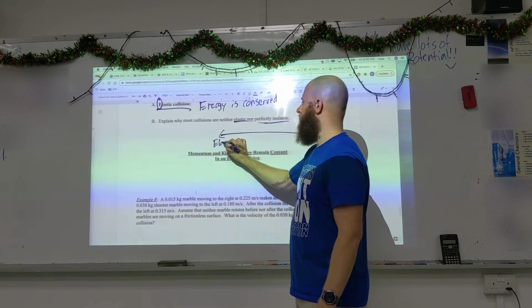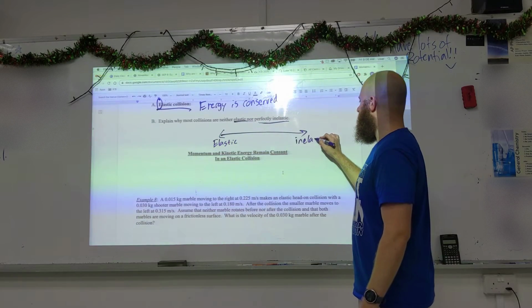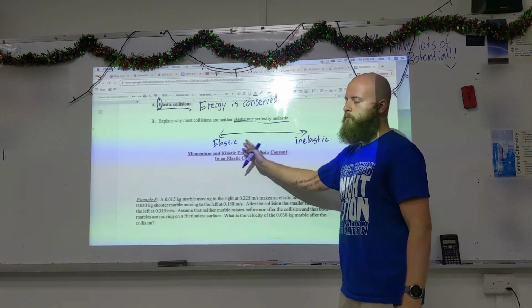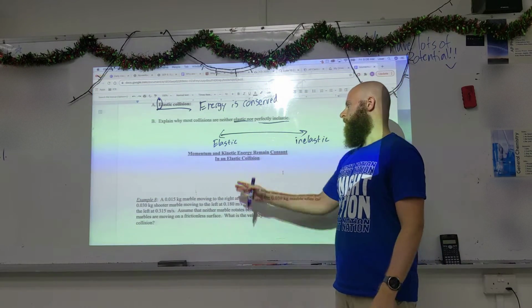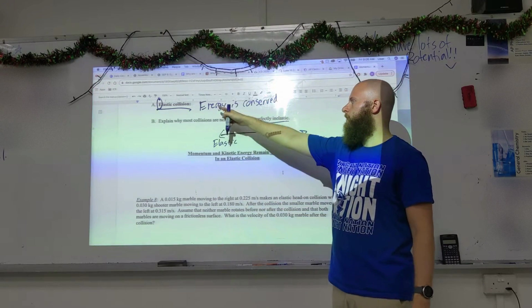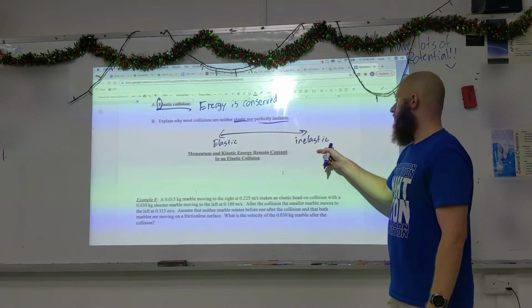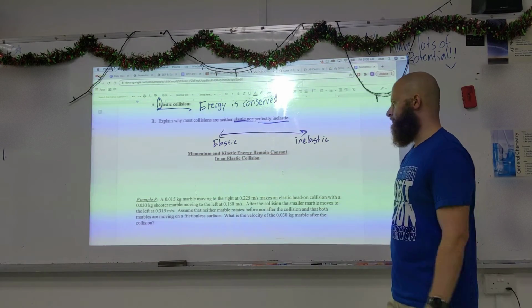So you can think of it like opposite ends of the spectrum. We have elastic over here and inelastic over here, okay? But most collisions occur somewhere in between, right? So these are the two special extreme cases. Remember, elastic means energy is conserved. Inelastic means we end up with one object at the end, two objects stuck together.